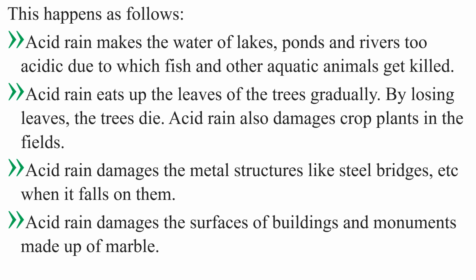The effects of acid rain are as follows. Acid rain makes the water of lakes, ponds and rivers too acidic, due to which fish and other aquatic animals get killed. Acid rain eats up the leaves of the trees gradually. By losing leaves, the trees die. Acid rain also damages crop plants in the fields.